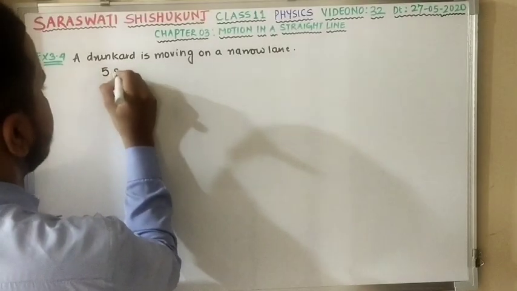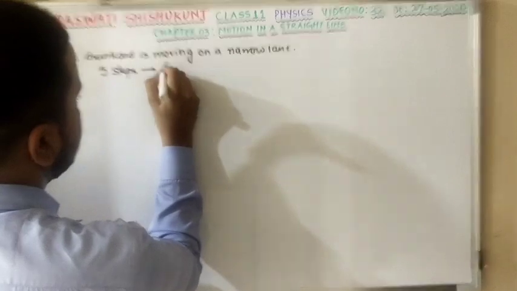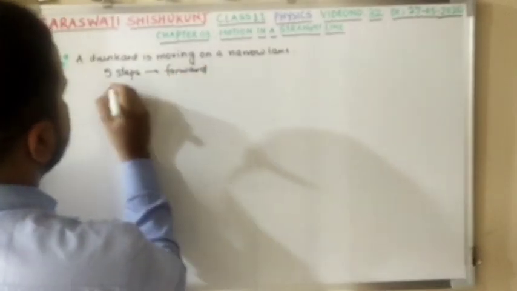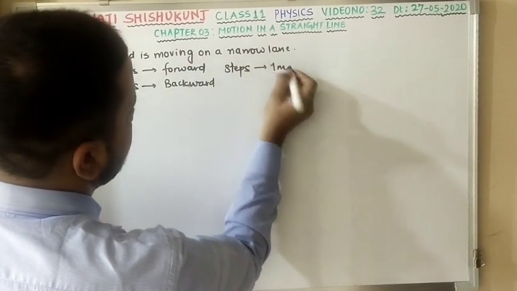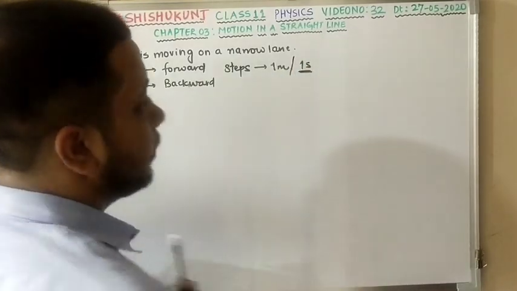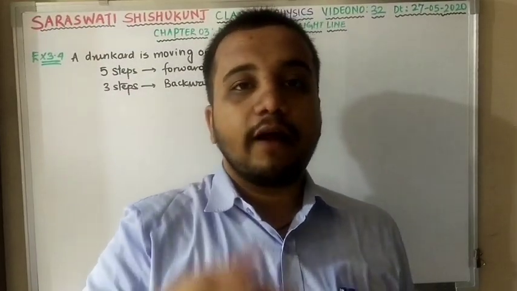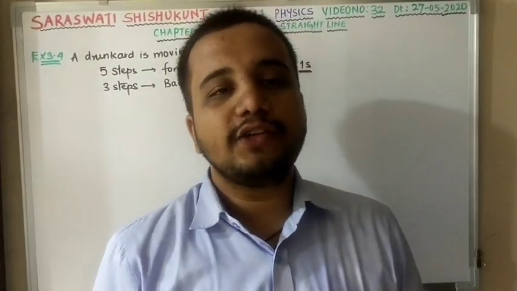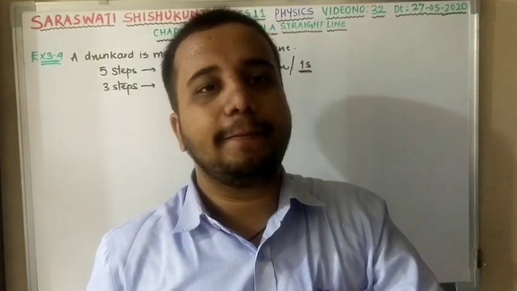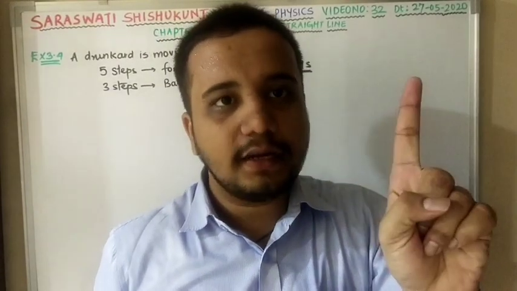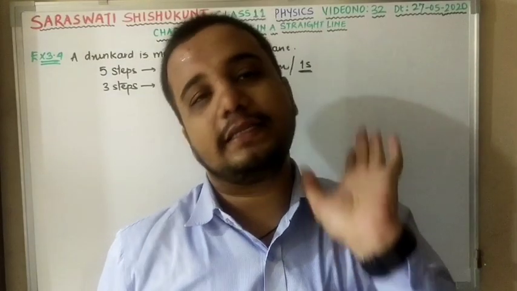They are given 5 steps, it moves forward. 5 steps it moves forward and 3 steps it moves backward. Provided steps are of 1 meter and time 1 second. Here you will be able to notice they have mentioned that the drunkard is moving on a straight lane in which it moves 5 steps forward and 3 steps backward simultaneously. The length of the step is 1 meter and time taken to cover one step is 1 second.